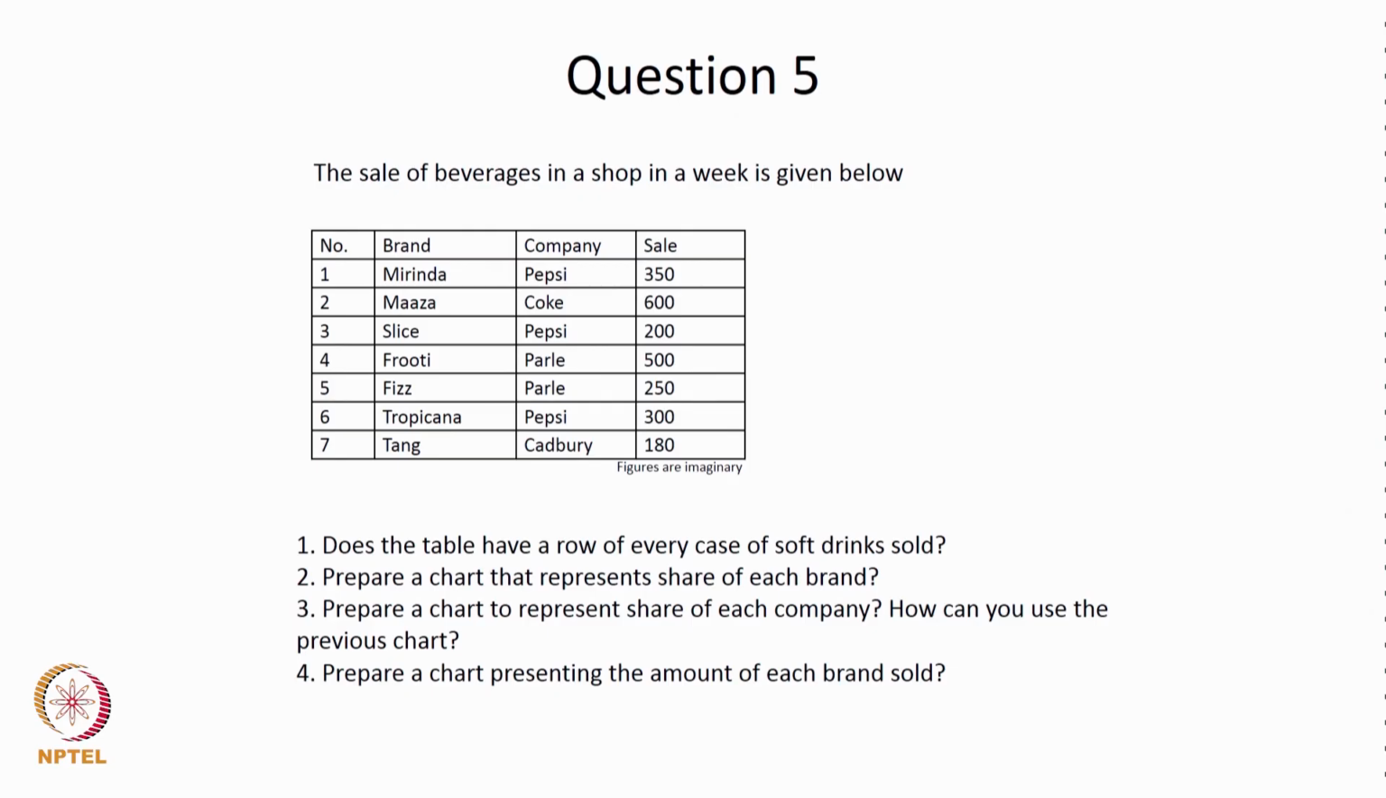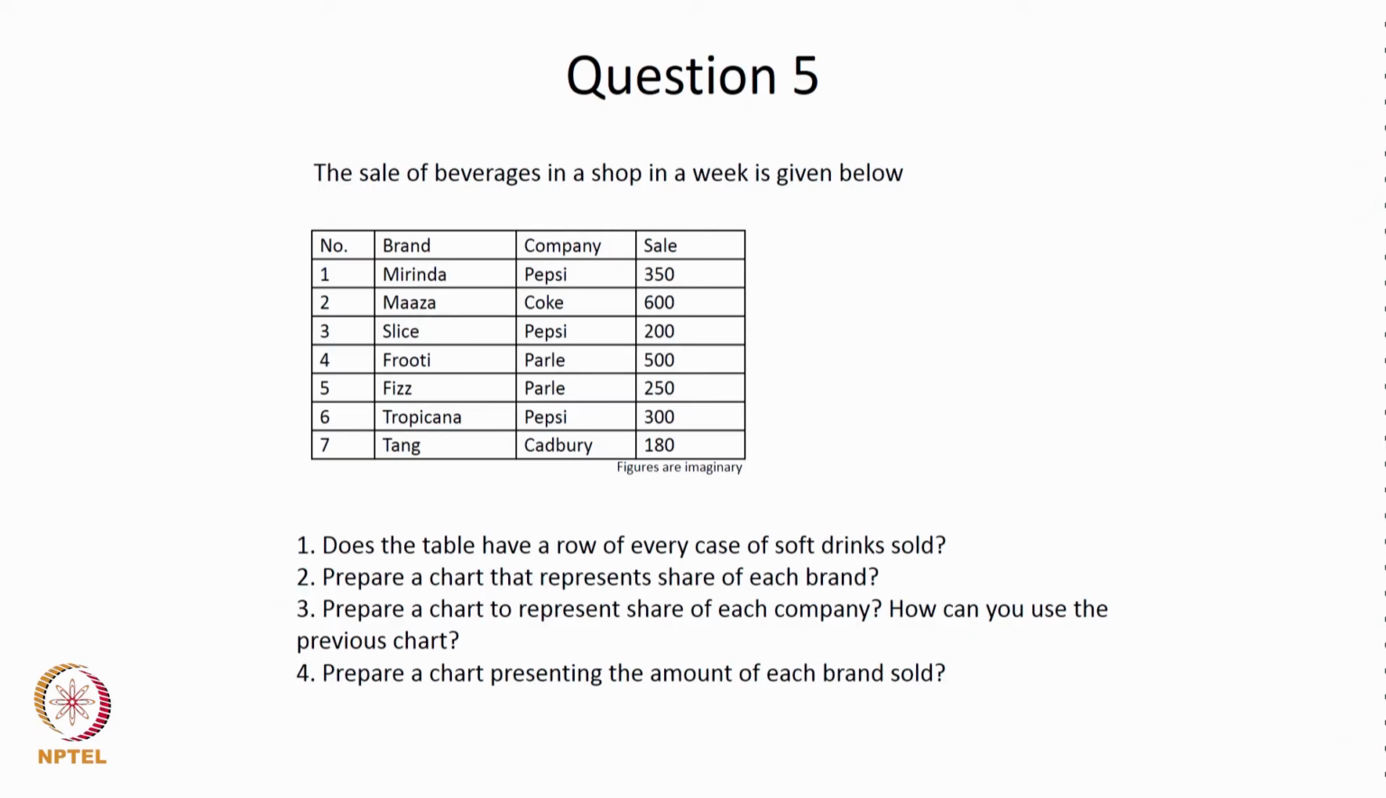Now, we look at another question which talks about sale of beverages in a shop in a week. So, 7 names or brands of beverages are given, and some companies from which these brands are produced are also given, and sales figures are given, and these sales figures can be assumed to be imaginary figures. There are some questions. Does the table have a row of every case of soft drinks sold? The answer is maybe not. The shop could sell other brands, and those have not been represented here.